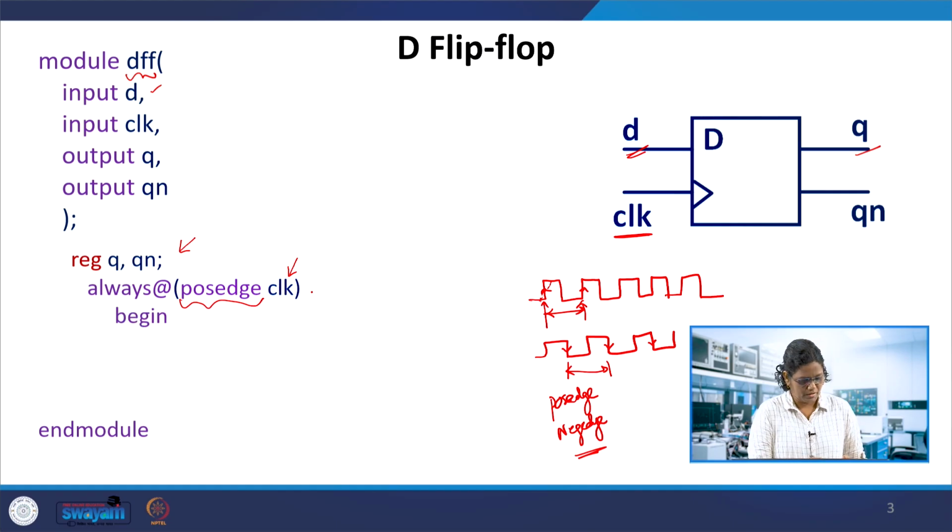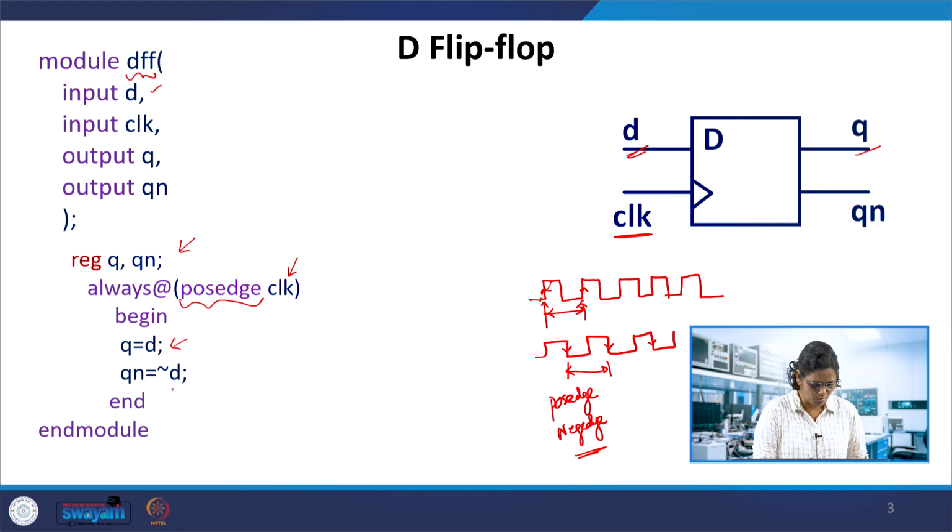Now begin, what is the code we are going to write? So at the clock edge, it should look at D here and pass it to Q. Okay, so I'm using the blocking statement. Still we have not introduced the non-blocking statement. So blocking statement D is copied to Q, and then Qn is the complement of D, so tilde D is Qn. Okay, so both are blocking statements, and we are ending this begin here.